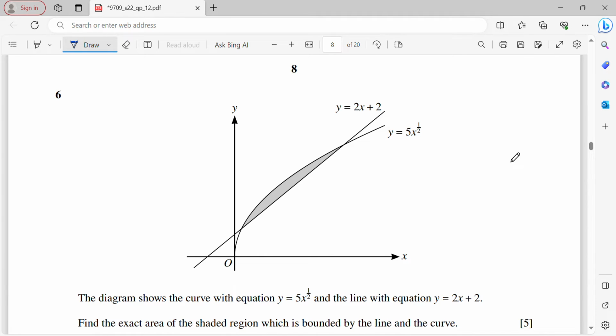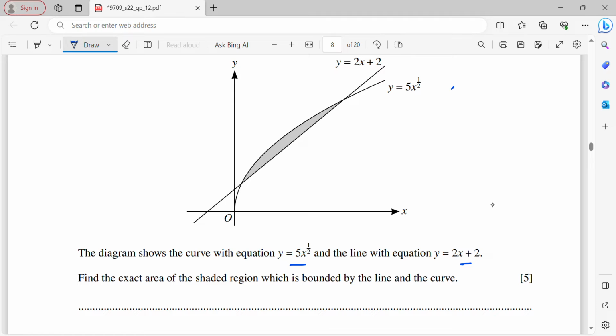Now for question number 6. The diagram shows the curve with equation y equals to 5x to the power half and the straight line y equals to 2x plus 2. Now find the exact area of the shaded region which is bounded by the line and the curve. So firstly, we need to find the intersection points. So there are two intersection points here.